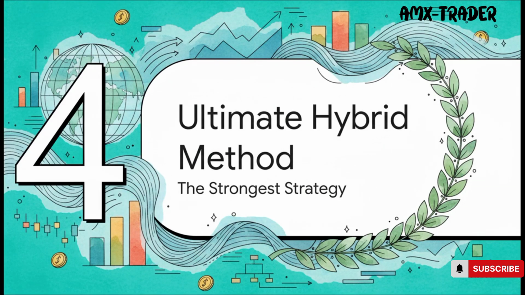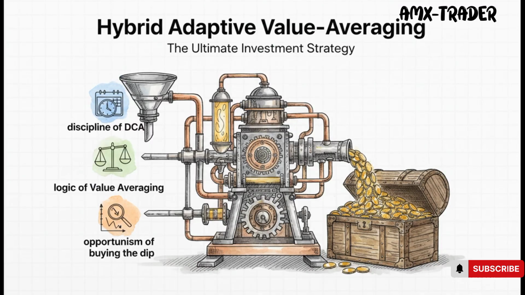Which brings us to the final piece of the puzzle, the part we've been building towards, combining all the best ideas we've talked about into one ultimate evidence-based strategy. So, the data tells us the most powerful approach is a hybrid adaptive value averaging method. It sounds complicated, but it's not. It just means we take the discipline of DCA, the smart logic of value averaging, and the pure opportunism of buying the dip, and we roll them all into one unified game plan.